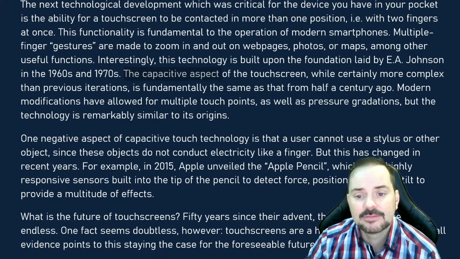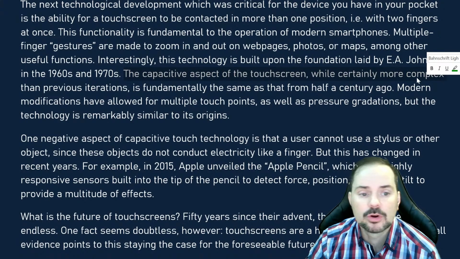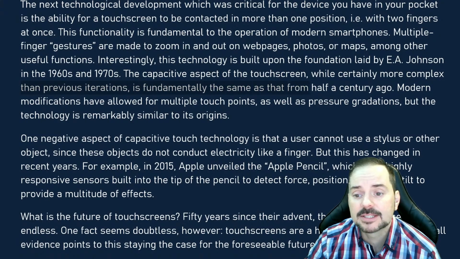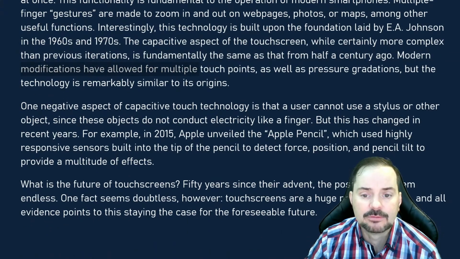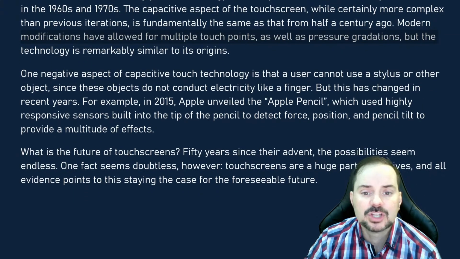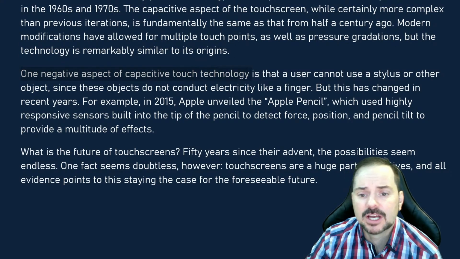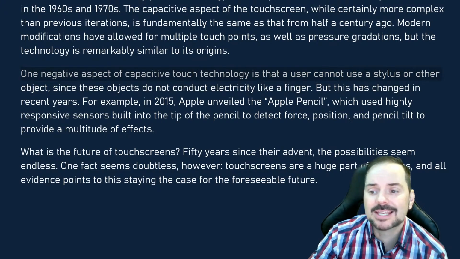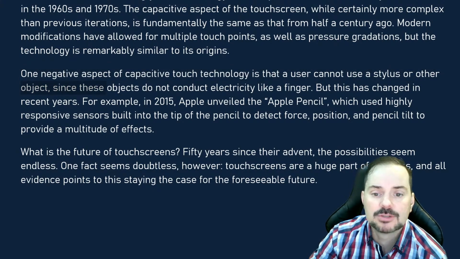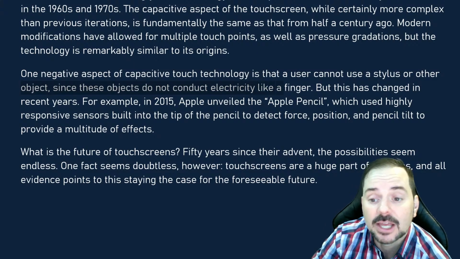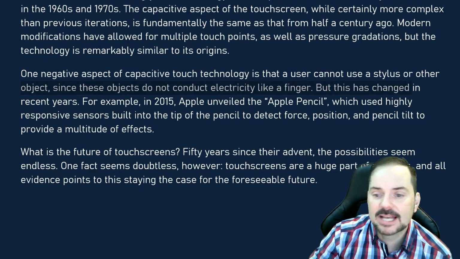The capacitive aspect of the touchscreen, while certainly more complex than previous iterations, is fundamentally the same as that from half a century ago. Modern modifications have allowed for multiple touch points as well as pressure gradations, but the technology is remarkably similar to its origins. One negative aspect of capacitive touch technology is that a user cannot use a stylus or other object, since these objects do not conduct electricity like a finger. But this has changed in recent years.